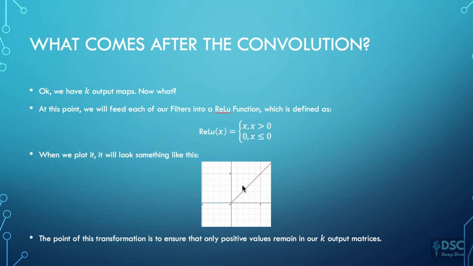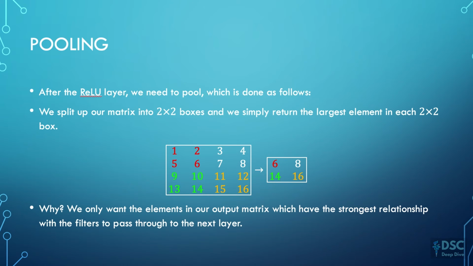If a value in our output matrix is negative, chances are it doesn't match up with our filter, so we get rid of it. To finish processing our k output matrices, we also need to pool them. The way that the pooling layers work is like this. We split up our matrix into 2 by 2 boxes. Taking a look at the example below, we would have 4 such boxes, each one a different color.